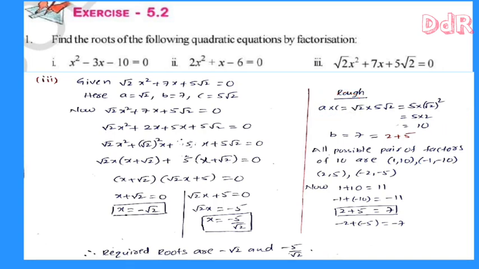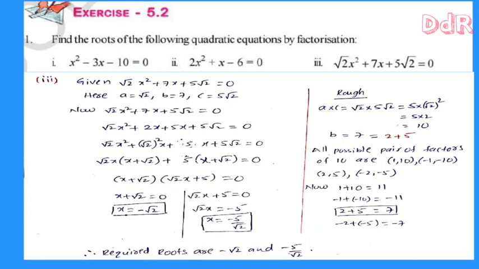Next, the middle term is b equals 7. So let us express the 7 as a sum of two terms. To express the sum of the two terms, write all possible pairs of factors of 10. So the possible pairs of factors of 10 are 1 into 10 is 10, minus 1 into minus 10 is 10, 2 into 5 is 10, minus 2 into minus 5 is 10.